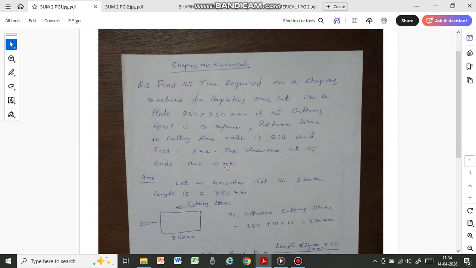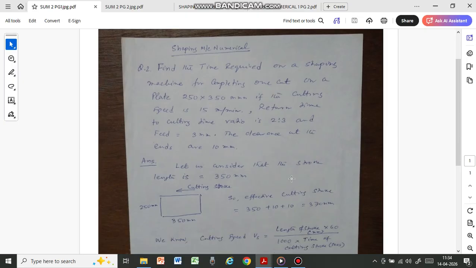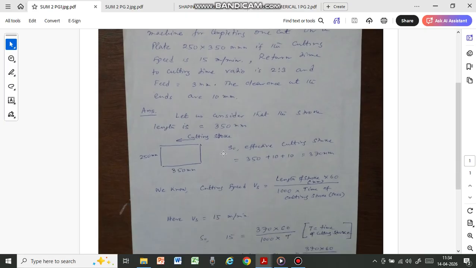The clearance at the ends are 10 millimeter. There will be clearance at the ends because the tool cannot start from the top of the job. These are actually equivalent to the approach and overrun in case of a lathe. Answer: let us consider that the stroke length is 350 millimeter. So if it is 350 millimeter, if the cutting stroke goes this way, then there will be 10 millimeter allowance here, 10 millimeter allowance here, approach at the end and overrun at the end.